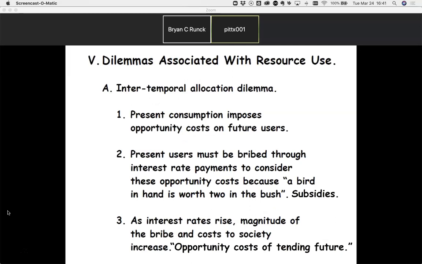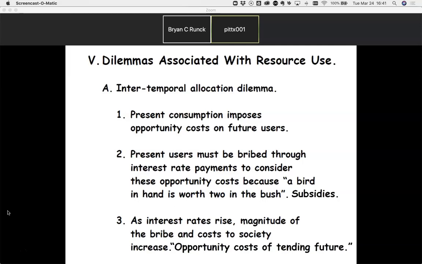I mentioned earlier the concept of intertemporal allocation dilemmas. This is a situation where present consumption of the resource imposes opportunity costs on future users. That is to say, current generation use of iron ore means that there's less iron ore left for future generations to use. And the current generation is imposing the cost upon future generations.